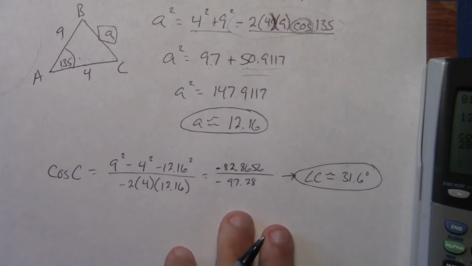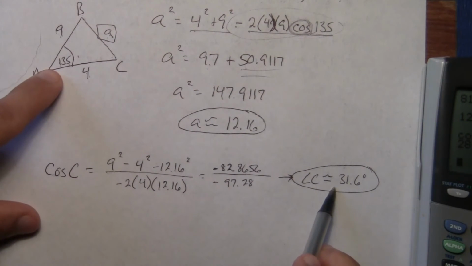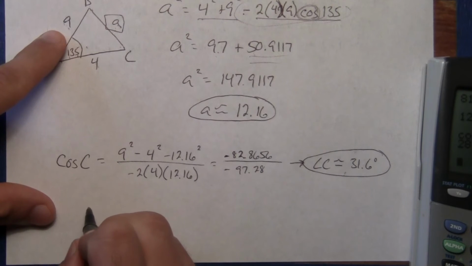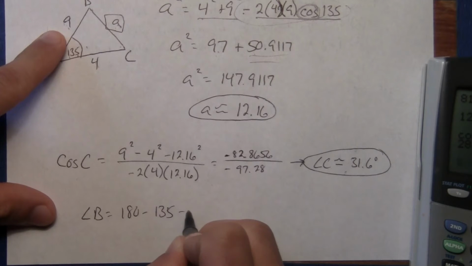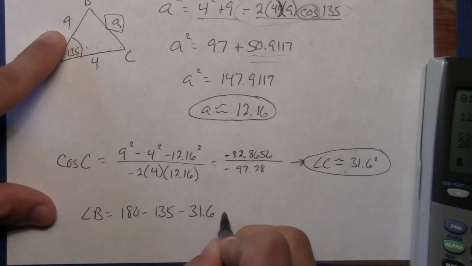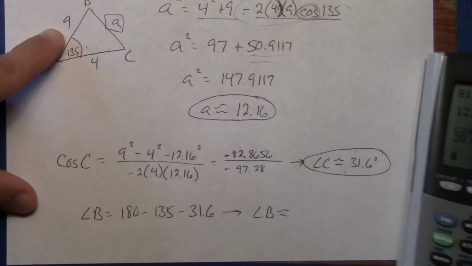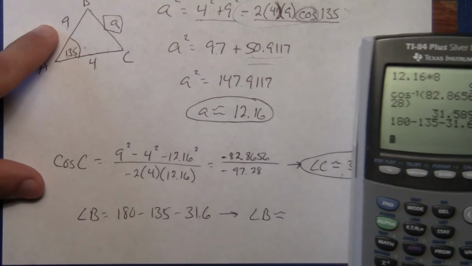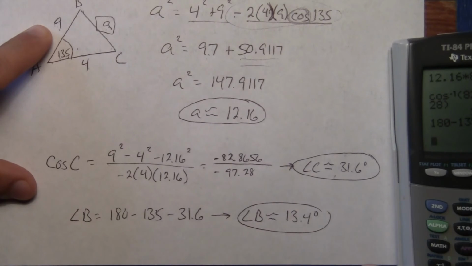If I look back at my triangle, I have all three sides. I've got two angles, and now I can run through this process again to find angle B, or the quickest thing would be angle B is going to equal 180 minus the 135 I was given, minus the 31.6 that I just found. And so I type all that in my calculator, 180 minus 135 minus 31.6, and I end up with 13.4 degrees. And now I have solved the triangle.